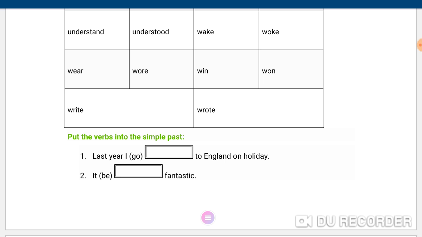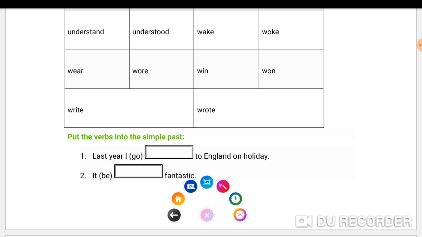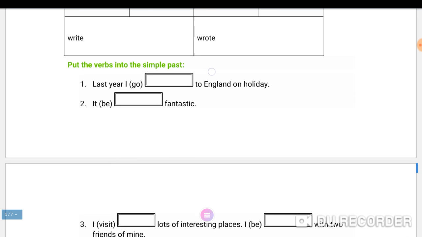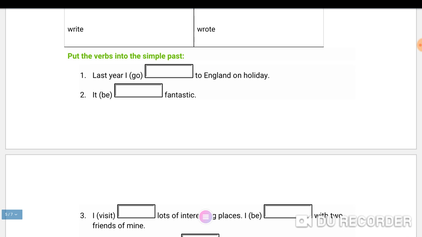By time, by practice, you will be able to know how to use these verbs in the past, how to transfer these verbs from the regular forms to irregular forms. And we call them the irregular verbs or the naughty verbs. Let's answer together this exercise.